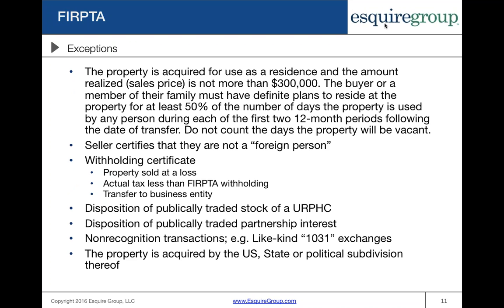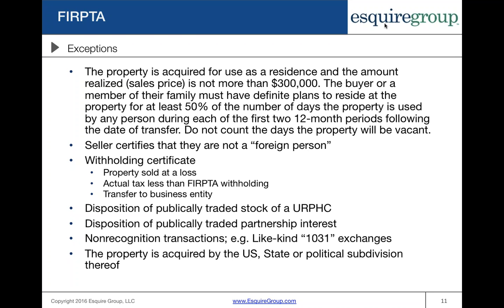Now, there are a few exceptions to FIRPTA where you can avoid the withholding that's required under FIRPTA. One of the most common that is used is if the property is acquired for use as a residence and the purchase price is not more than $300,000, and the person purchasing that property or a member of their family has definite plans to reside in the property for at least 50% of the number of days the property is used by any person during each of the first two 12-month periods following the transfer, then it would be exempt. And you can't count the days that are vacant.